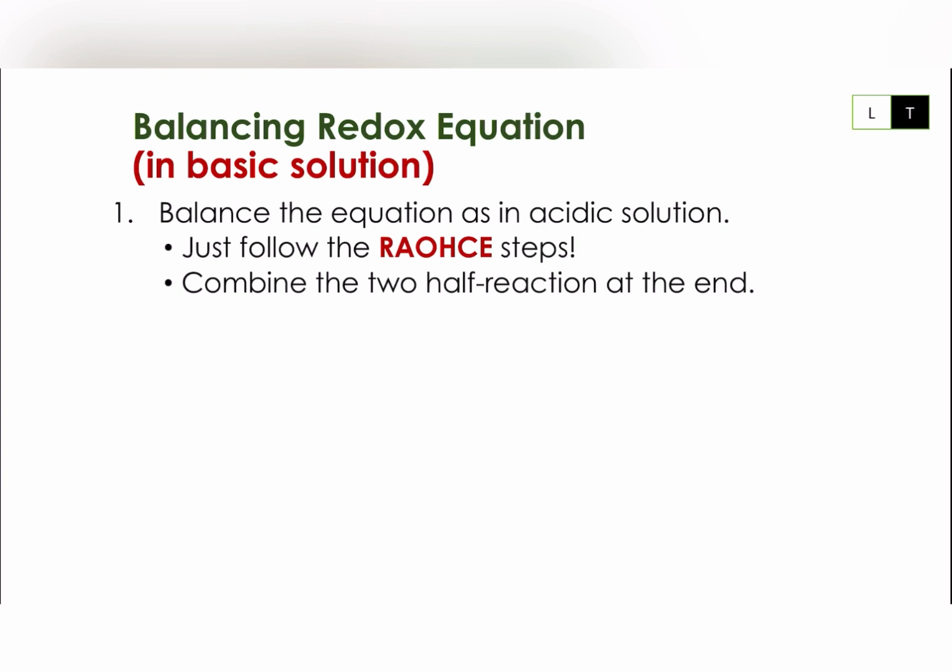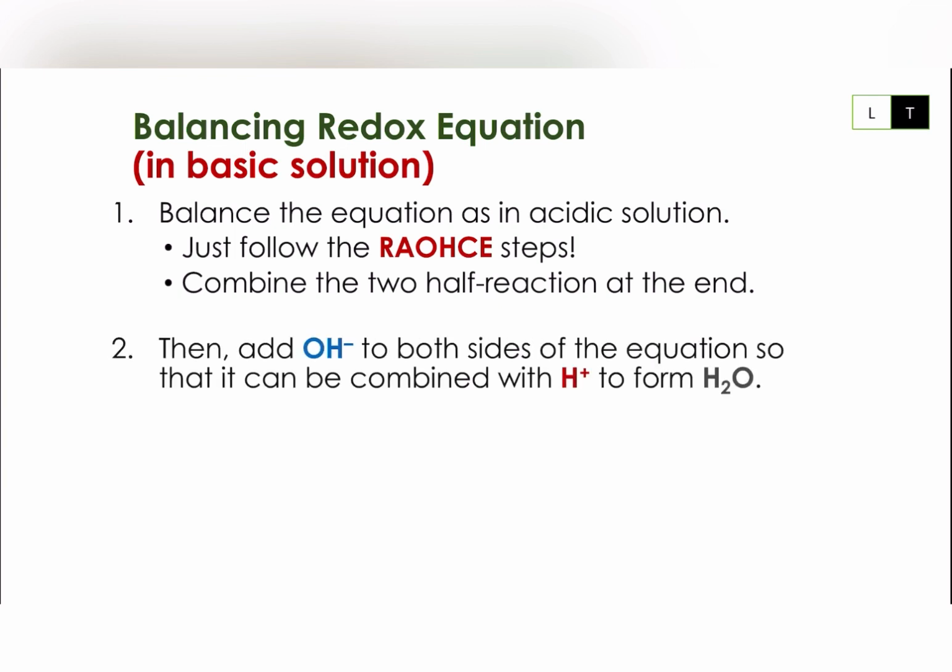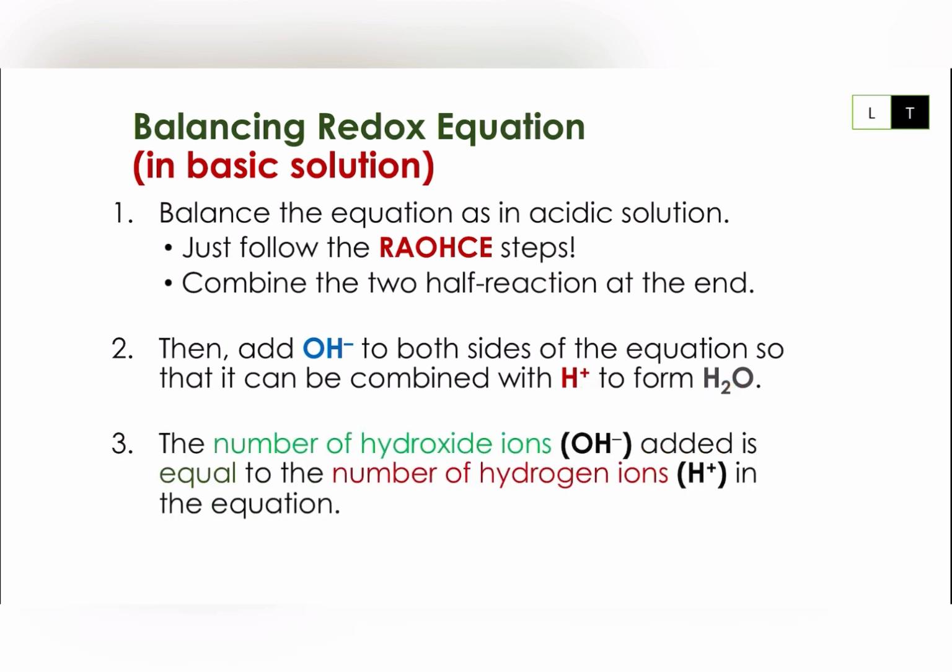Now we are going to continue with the next step for basic solution, where you have to add OH minus to both sides of the equation based on the number of H plus. This is because you want to form H2O. So OH minus will react with H plus to form H2O. So this is very important. The number of OH minus must be the same as the number of hydrogen ions.